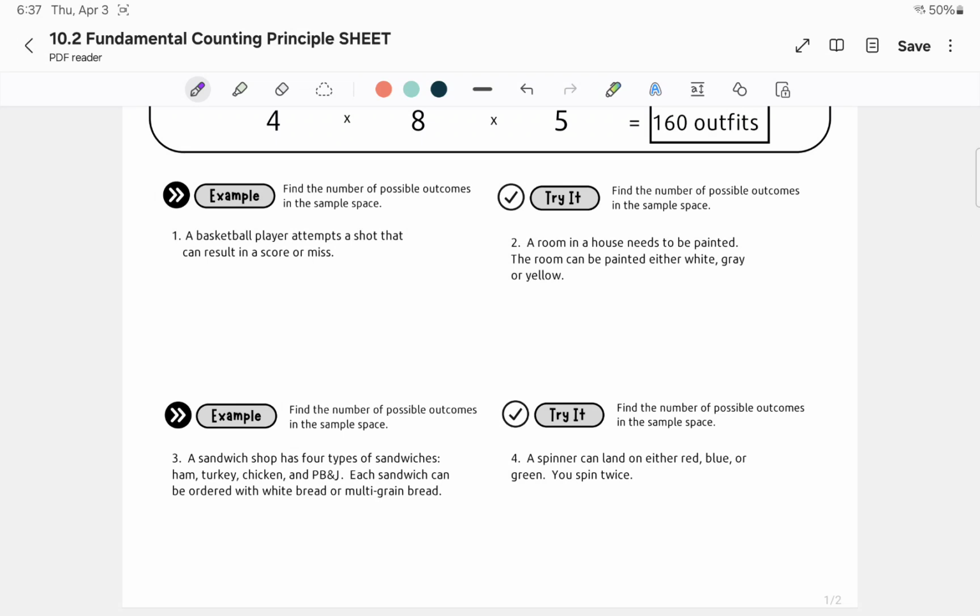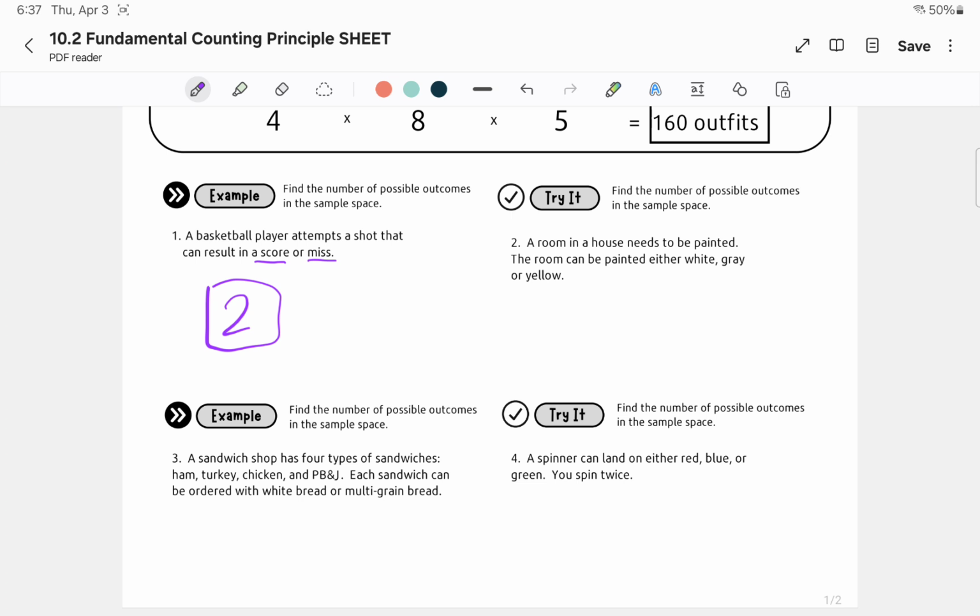So it says a basketball player attempts a shot that can result in a score or miss. So how many events are happening? Just one. It's just attempting a shot is the event. And the possibilities are the score or the miss. So there's just two outcomes, two possibilities. So the answer is 2. So go ahead and pause, try number 2 by yourself.